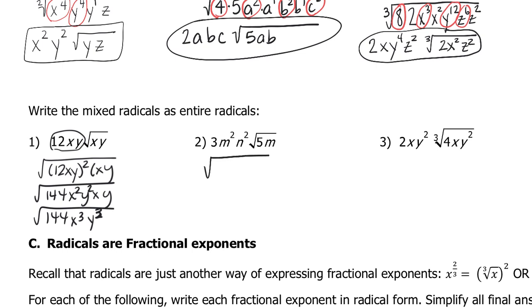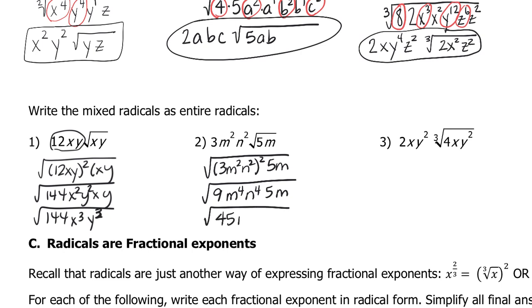Okay, 3m squared n squared. If I want to put that underneath here because this is a square root, so I'm going to square this. So I square 3, which is 9, m to the 4, n to the 4, 5m, and then put everything together. So this will be 45, m to the 5, n to the 4. Okay, and our last one is a cube root. So when I put my numbers back underneath, I'm going to have to cube them.